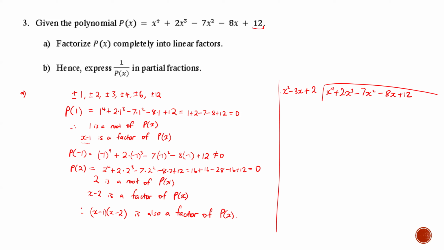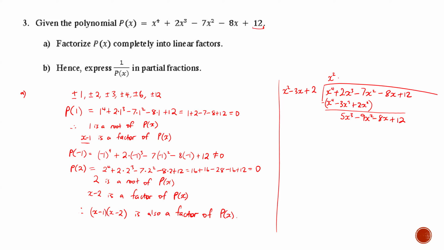So you divide x to the power 4 by x squared. That's going to give you x squared, and then you multiply x squared by the divisor. It's going to give us x to the power 4 minus 3x cubed plus 2x squared. And then you subtract this from what we have above. And so we're going to remain here with 5x cubed minus 9x squared minus 8x plus 12.